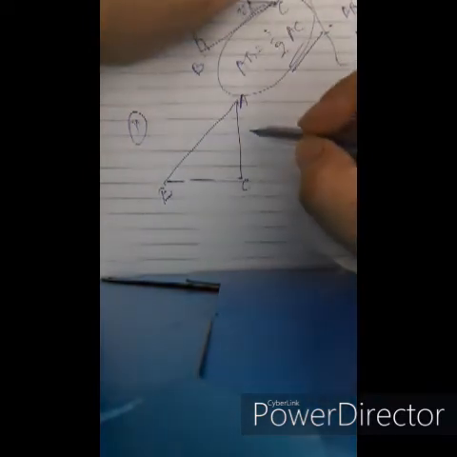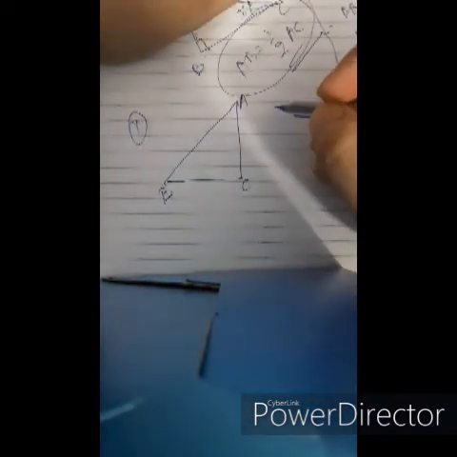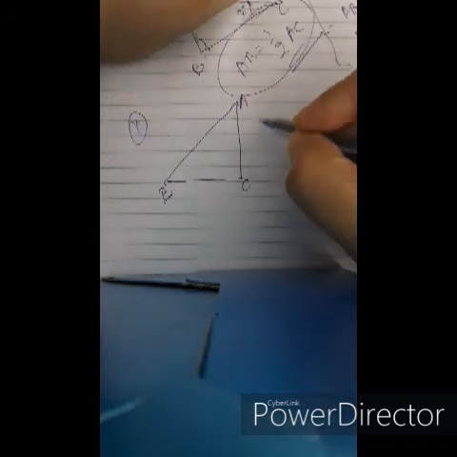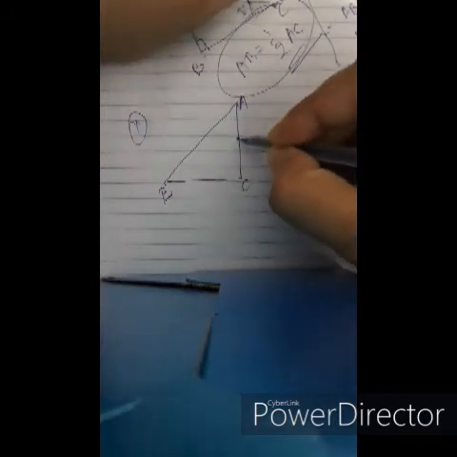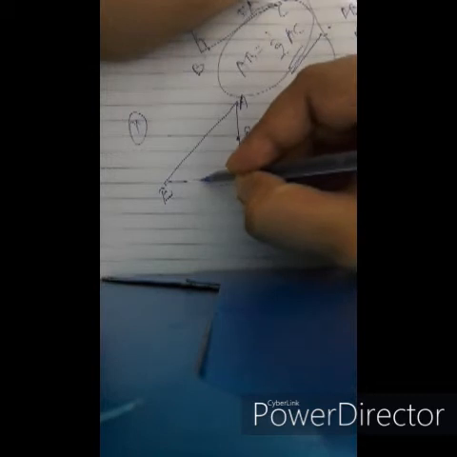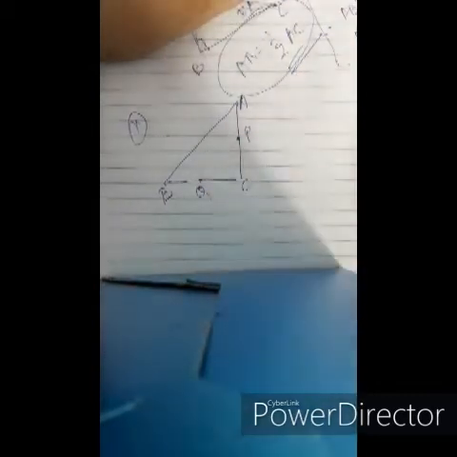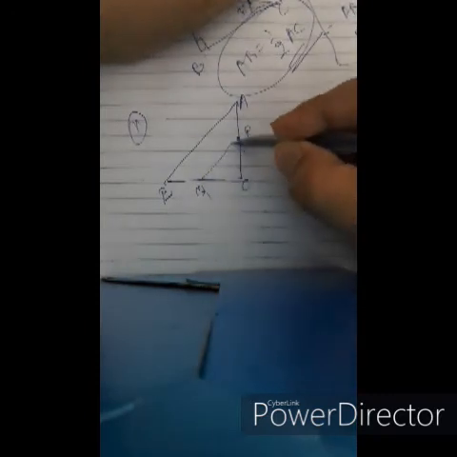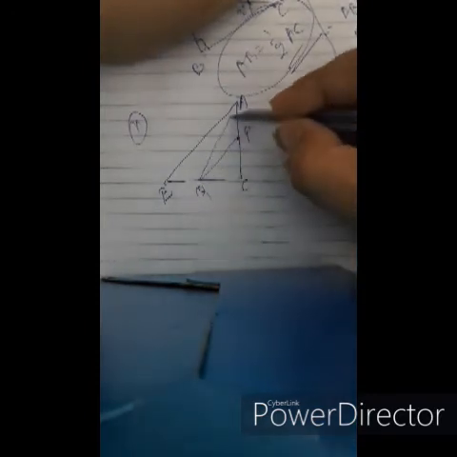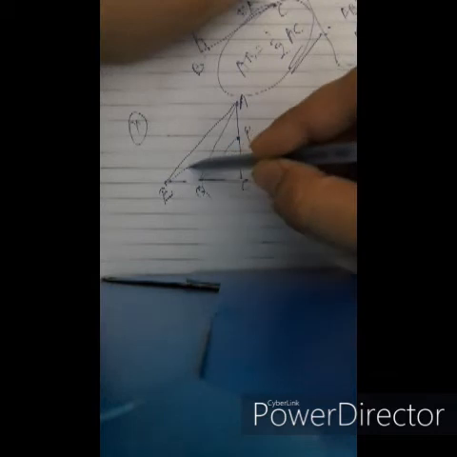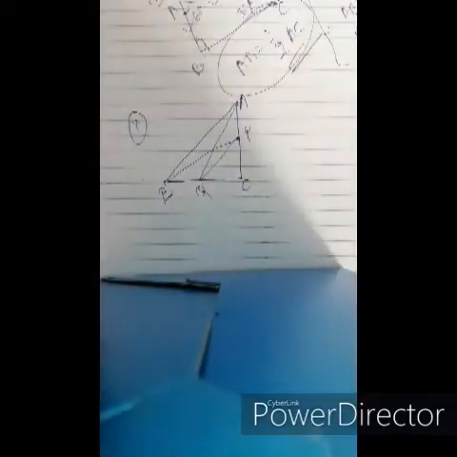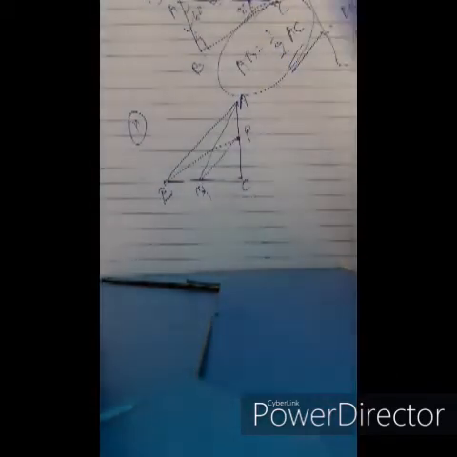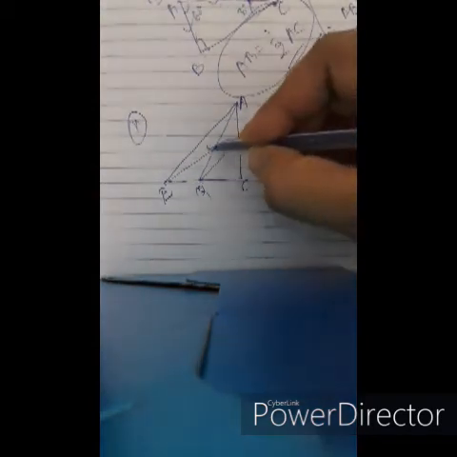P and Q are points on the sides CA and CB. P is a point on the side CA, and Q is a point on the side CB. Now we'll join PQ, join AQ, join BP. So we have this figure intersecting at O. This point is O.